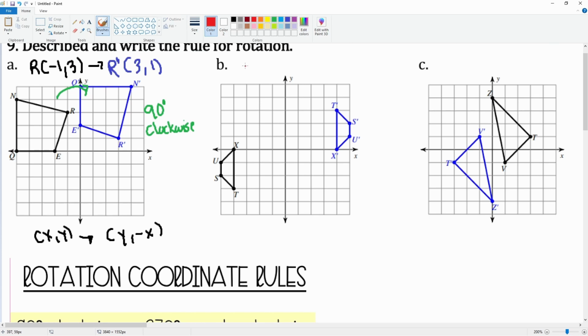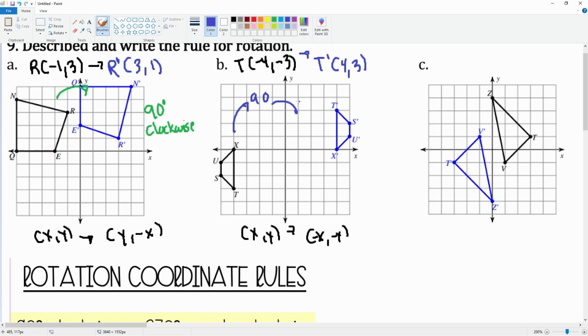Next, let's grab T. So T's original point is (-4, -3). Then it becomes T prime at (4, 3). So it looks like the point (X, Y) changes sign. Right? The negatives all became positive. So this one, right, there's a 90 plus another 90, that is a 180. So we can say it's a 180-degree rotation.